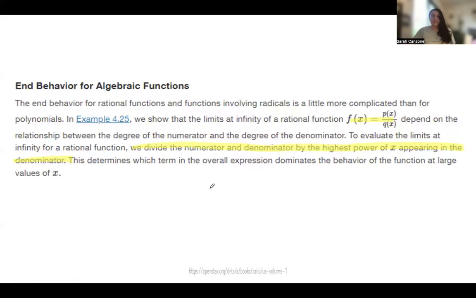So that's very, very important. We'll take a look at the denominator, find what the highest power is, and we're going to divide by that highest power. We're then going to try to evaluate that function and see what happens. Your answer may still be infinity, but you may actually also have an answer. So this is going to be the algebraic way of solving these functions.